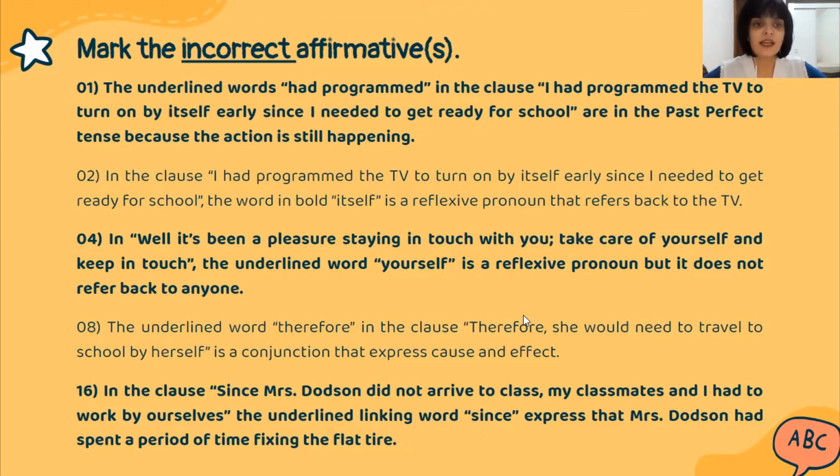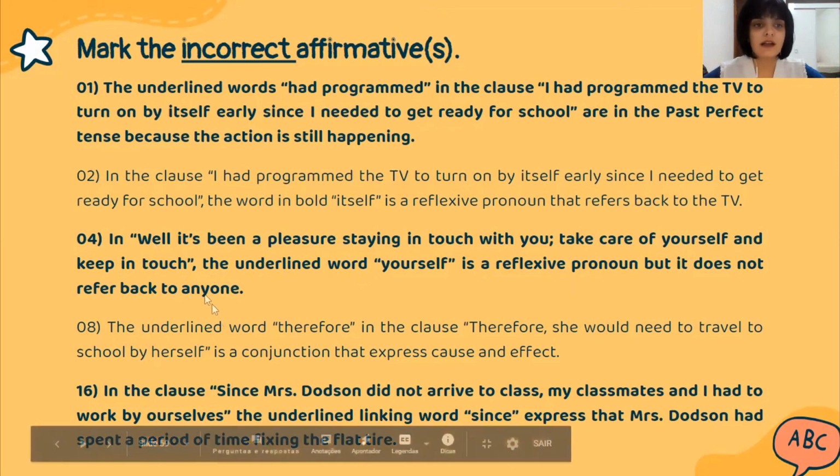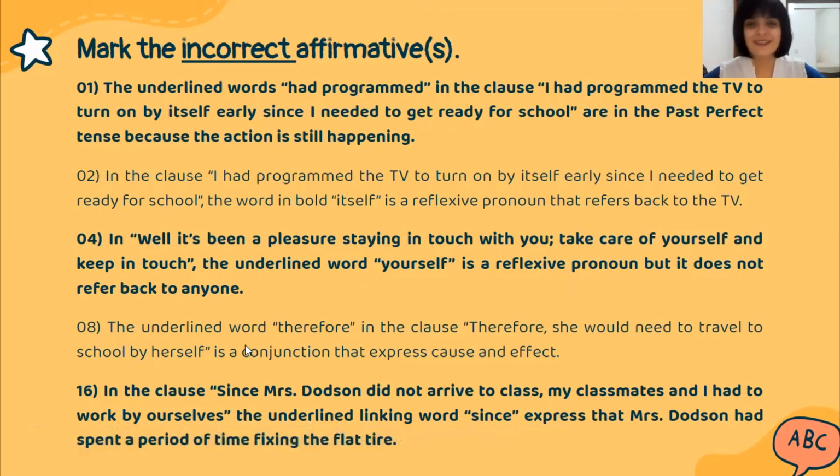Now the third one. In, well, it's been a pleasure staying in touch with you. Take care of yourself and keep in touch. The underlined word, yourself, is a reflexive pronoun, but it does not refer back to anyone. Então, aqui ele está dizendo que a palavra, yourself, é um pronome reflexivo, mas também diz que ele não se refere de volta para ninguém, o que não é o caso, ok? Aqui nesse caso, ele está se referindo a Catherine. Então, é uma alternativa incorreta e a gente vai colocá-la aqui como uma alternativa correta para o exercício.